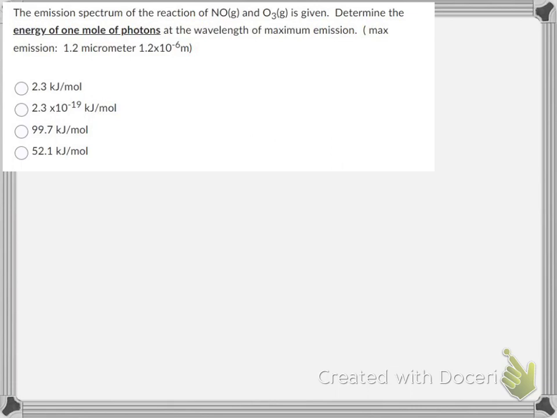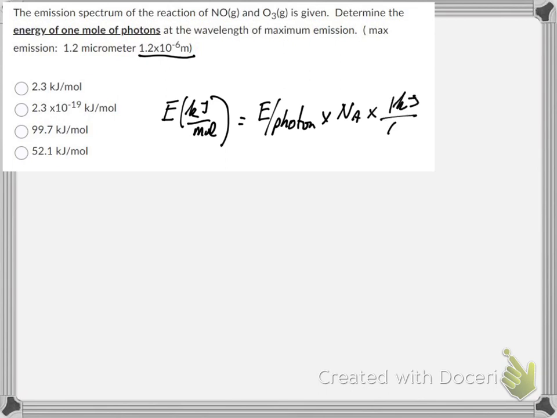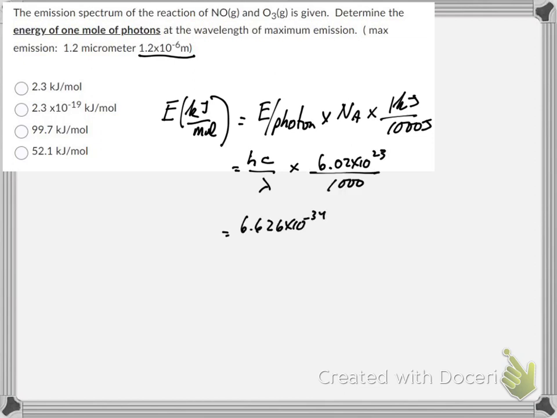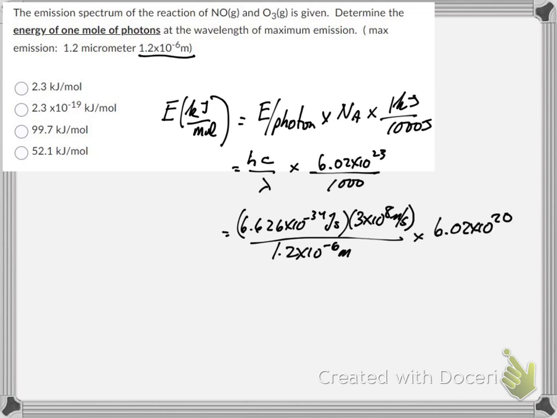Okay, the final question I was given in the quiz was another calculate the kilojoules per mole. I'll do this fairly quickly. Energy is energy per photon times 6 times 10 to the 20. So we put this in the formula: h, 6 times 10 to the minus 34, times 3 times 10 to the 8. We're given the wavelength, that's nice, 1.2 times 10 to the minus 6. We multiply all this by 6 times 10 to the 20, and we get 99.7 kilojoules per mole, and that's one of the options.